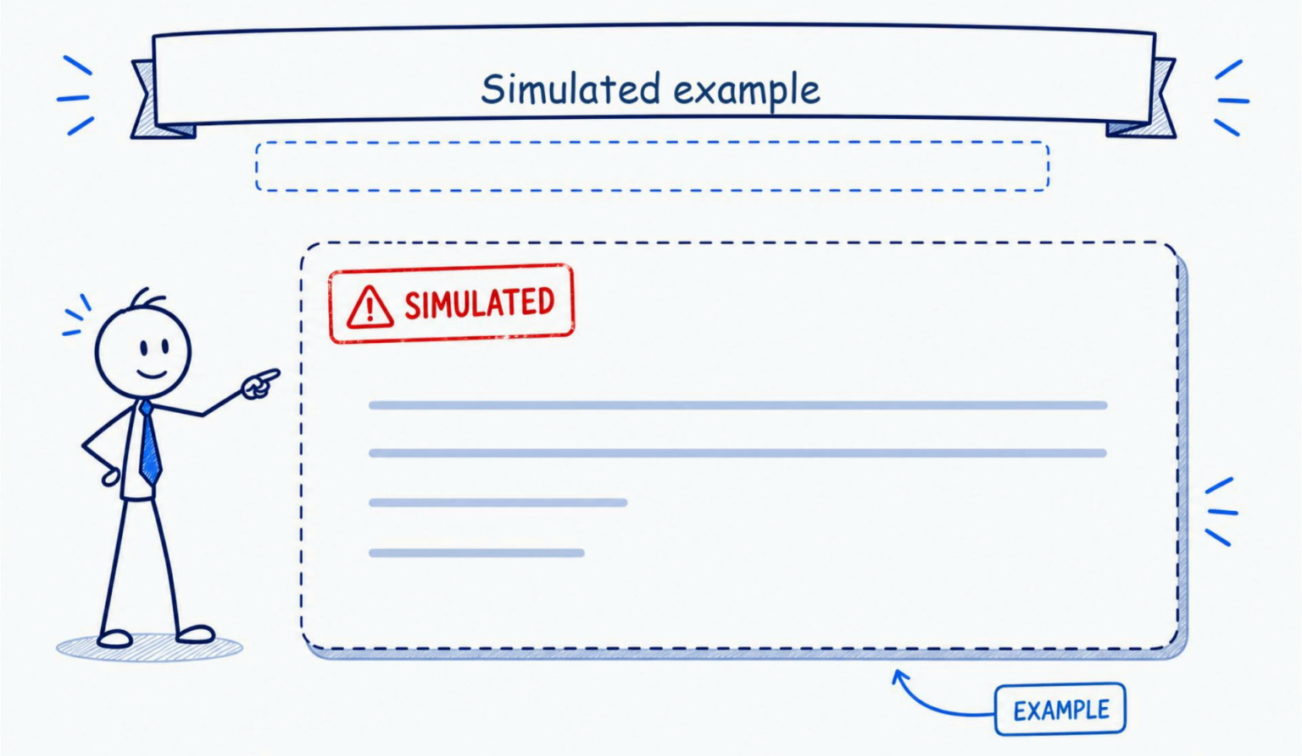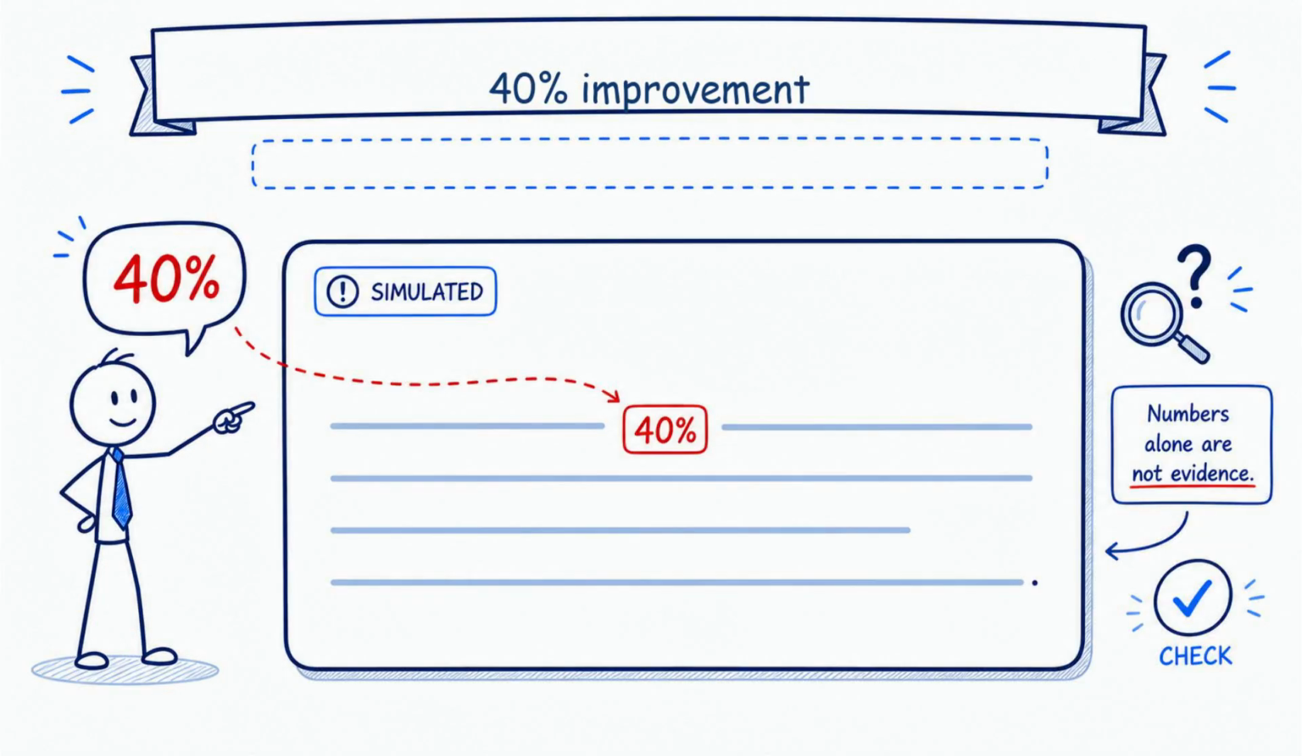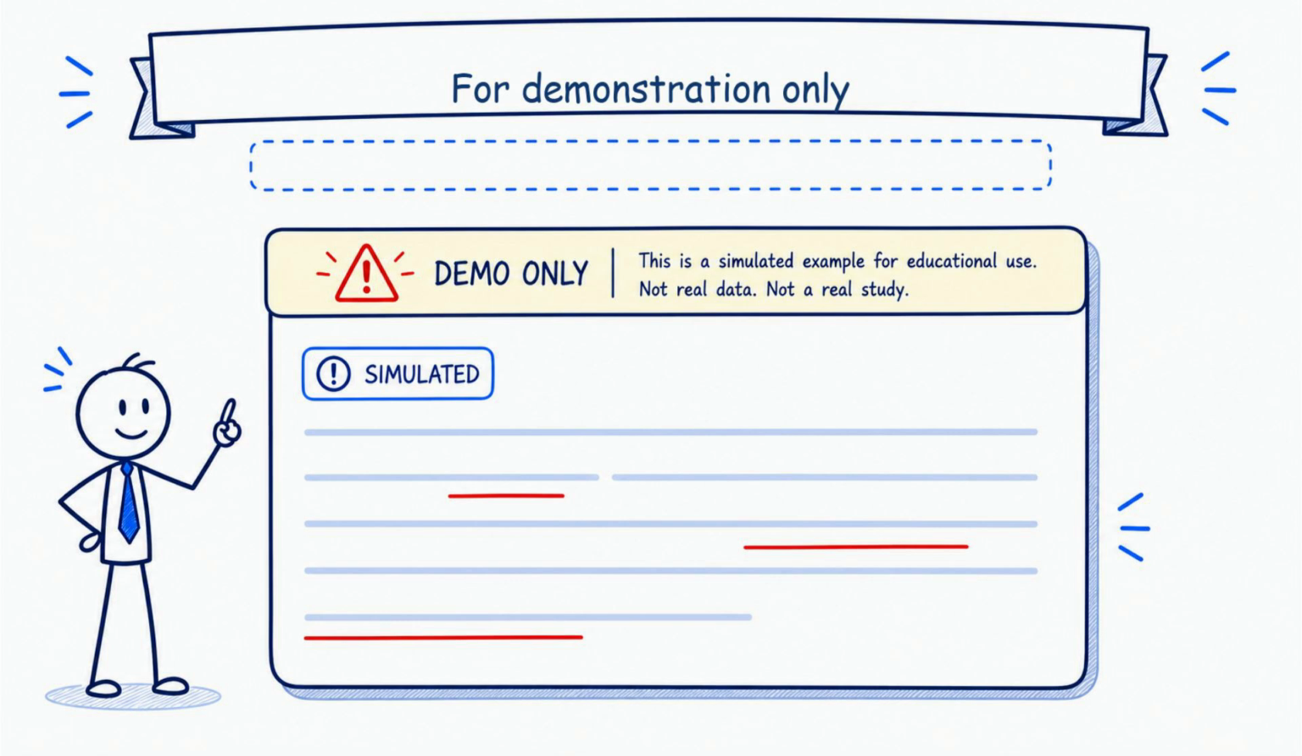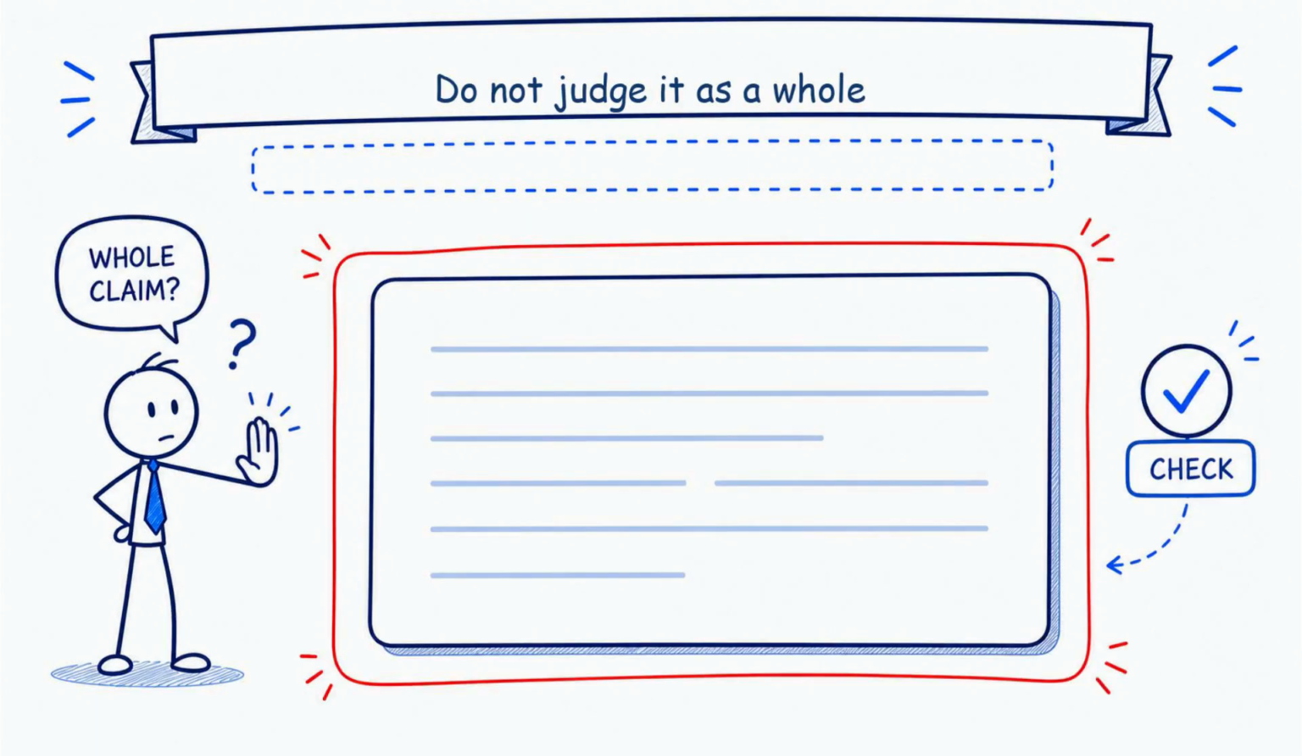Let's use a simulated example. Suppose ChatGPT generated this sentence. A study from a well-known university proved that using the Pomodoro technique can improve students' learning efficiency by 40%. Please note, this is a simulated sentence created to demonstrate the checking method. It does not represent a real study. You should not judge this sentence as a whole. You need to break it down.